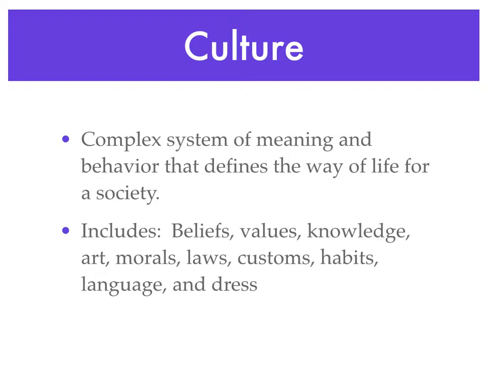It's about culture. And so I want you to understand that when sociologists talk about culture, they mean that culture is a complex system of meaning and behavior that defines the way of life for a society. And so culture consists of a number of really sophisticated things, including beliefs, values, knowledge, stocks of knowledge that people have, art, morals, our laws, our customs, our habits, our language, and how we dress.